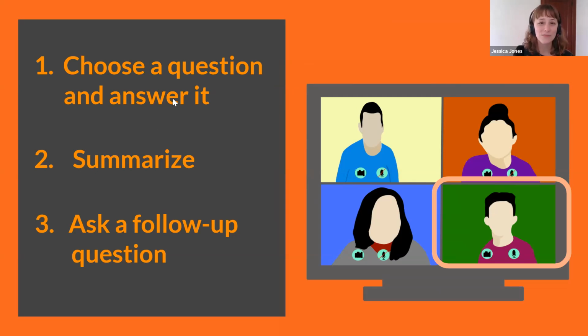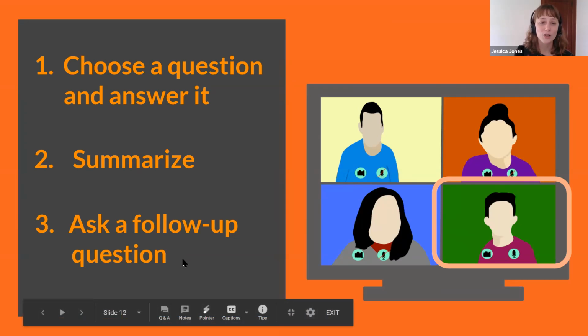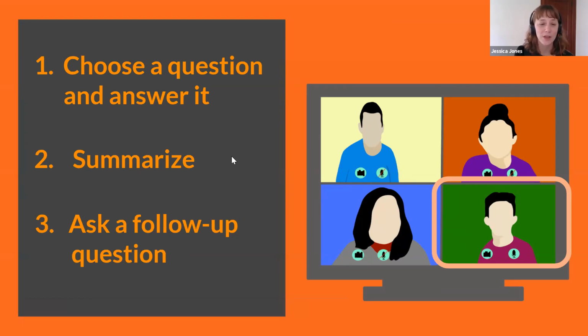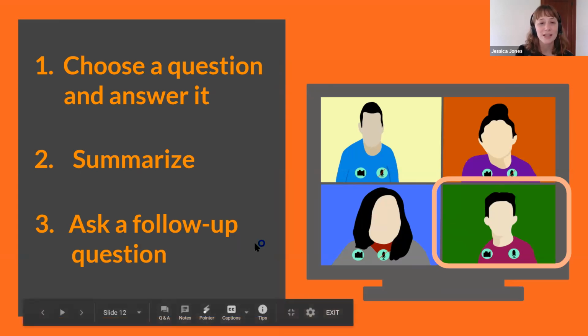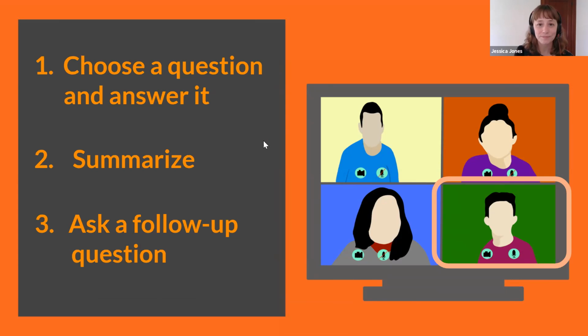One person is going to choose a question from the list and answer it. One person's going to summarize what that person just said. And then 1 or 2 people are going to ask follow-up questions of the original speaker. And then once you've gone through these roles, then someone else can start again as role number 1.